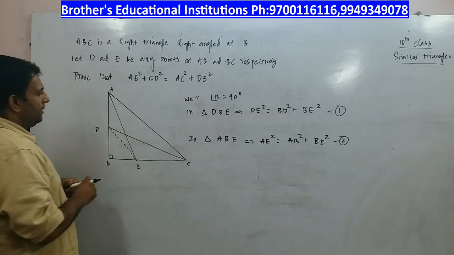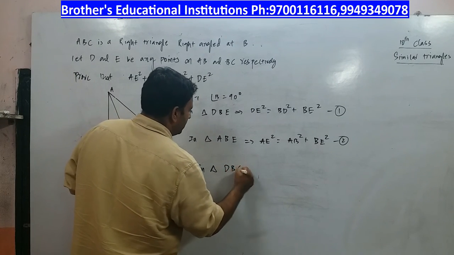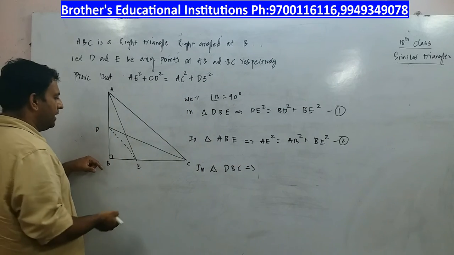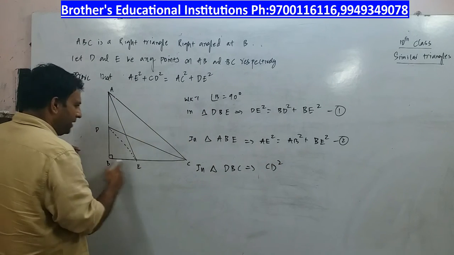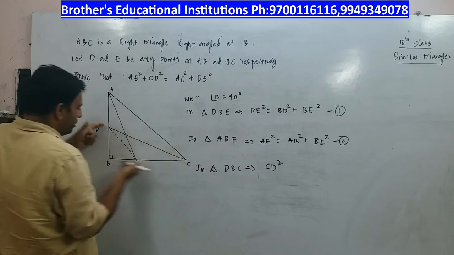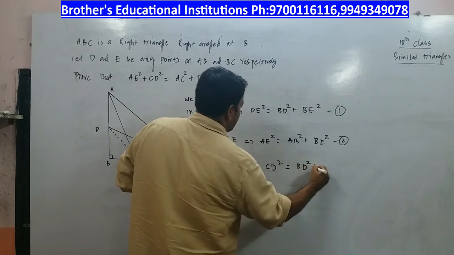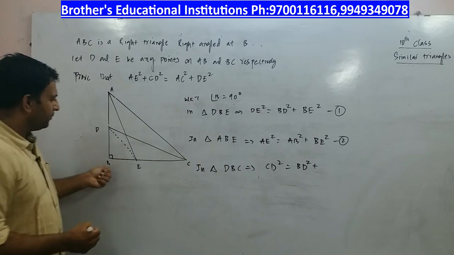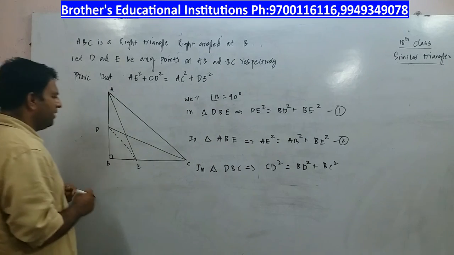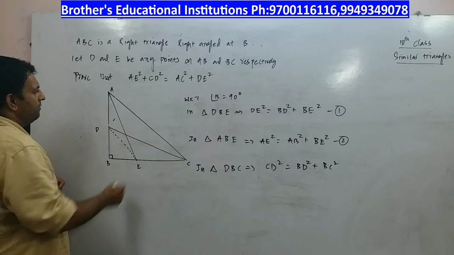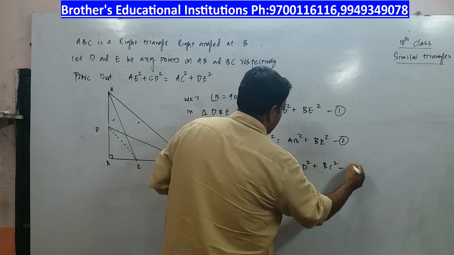Now I will consider triangle DBC. In triangle DBC. See, in every case B is involved and which is 90 degrees. Now I will take CD square, which is hypotenuse. In triangle DBC, CD square is hypotenuse. The square of the hypotenuse is equal to sum of the squares of the other two sides. So it is CD square is equal to BD square plus BC square. BD square plus BC square. Alright. Now I will call this as equation 3.